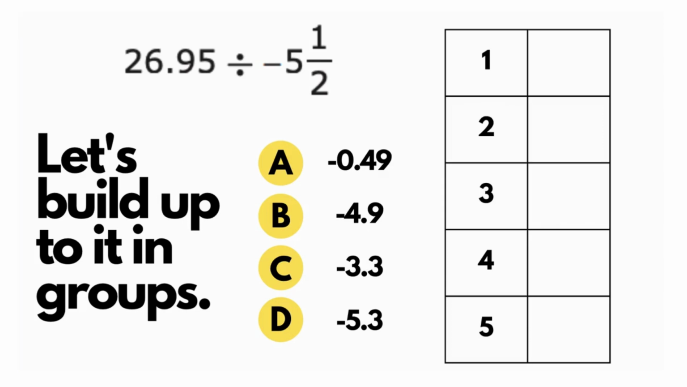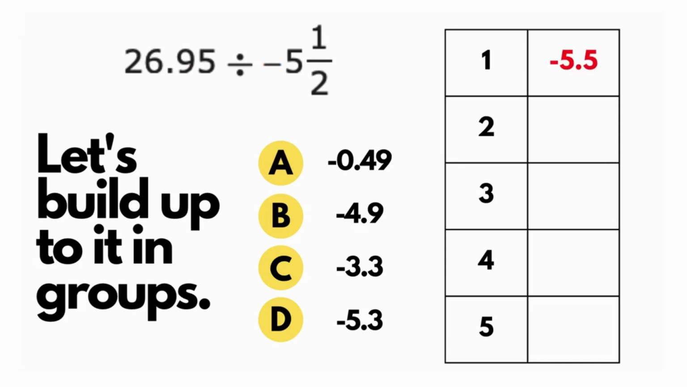We know our answer is going to be negative, and our answer choices are all negative, so that doesn't help us eliminate any choices at this point. So one group of negative 5.5 is negative 5.5. We haven't got to 26.95 yet. But if we look at A, we know that's not going to work because that is less than negative 1 group. So A can be eliminated.